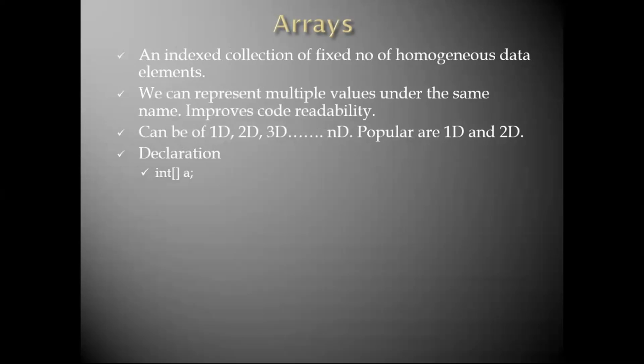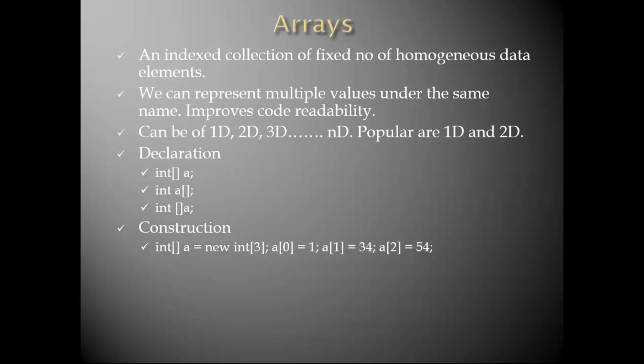Declaration, how do we do it? We declare like this, or this. Anything is fine. And how to construct the array? Declaration means just saying that this is this. The values are given later on. It may or may not be at the same place. Declaration and assignment are two different things. Construction is like this. To create an int array, we can construct like this.